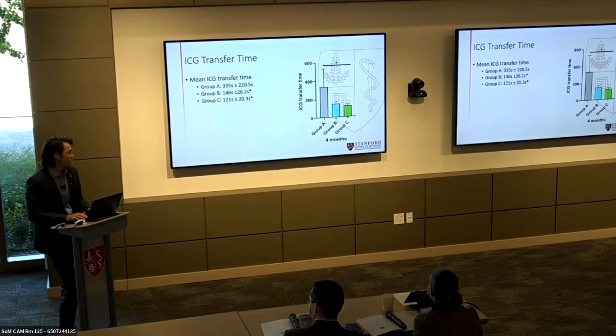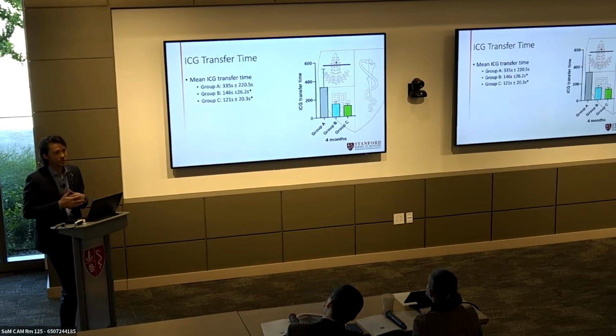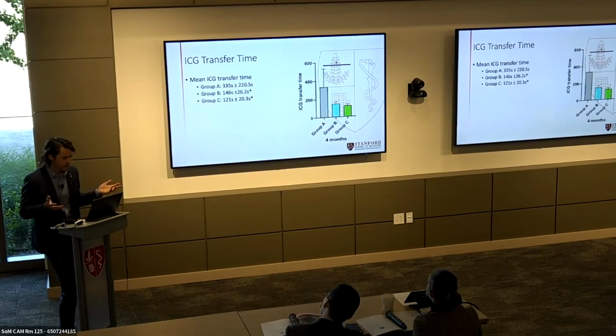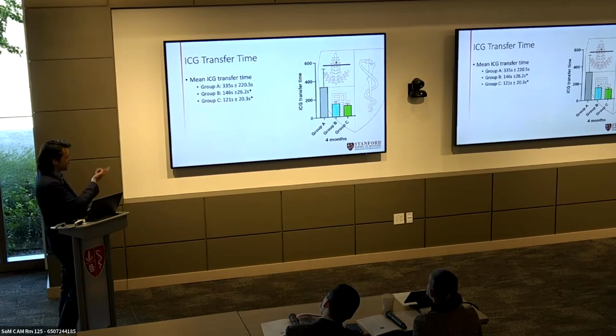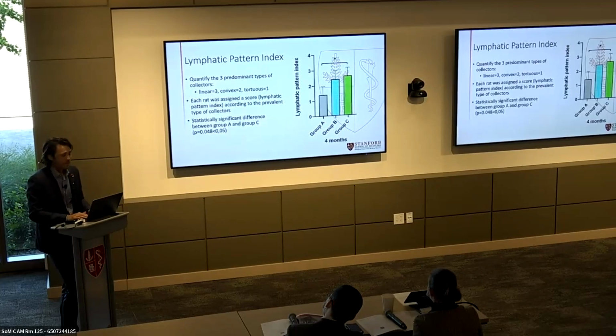And in the disease state of lymphedema, you expect it to be quite slow. There's stasis, the lymph doesn't move anywhere. And that's exactly what we saw. So group A had 330 seconds to get to the midline, whereas our treatment groups were less than half that time. We also looked at something called the lymphatic pattern index.